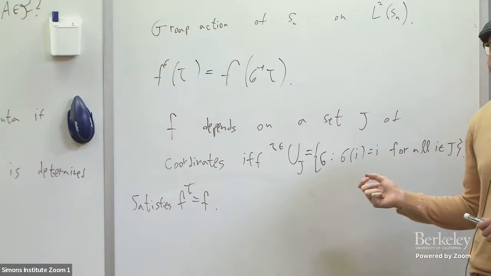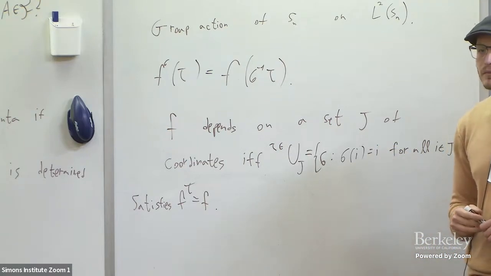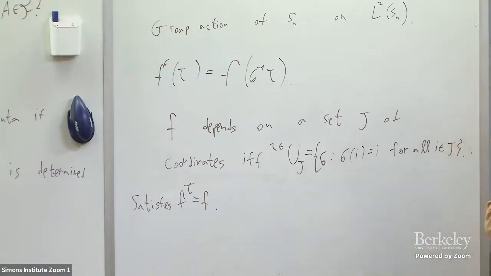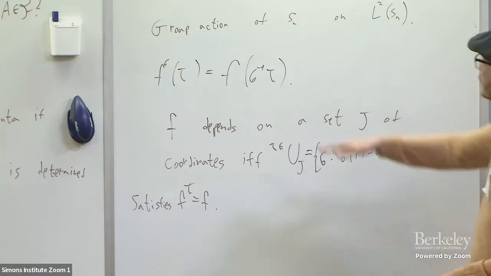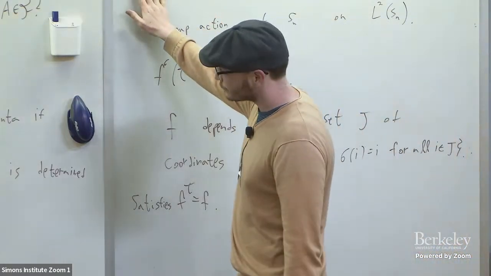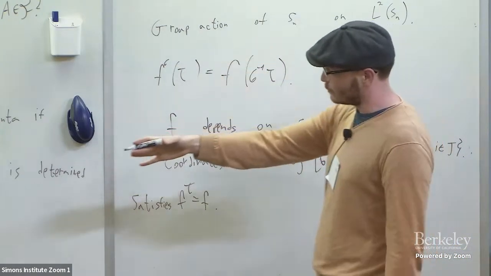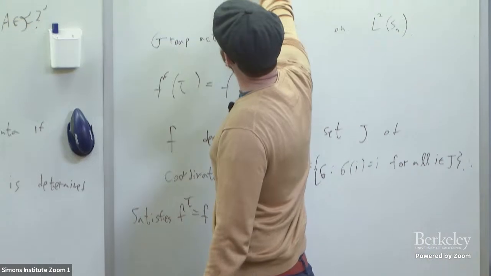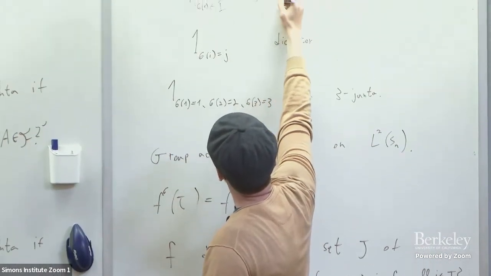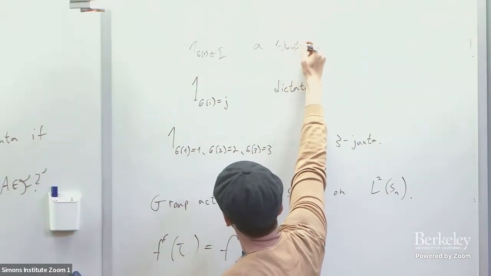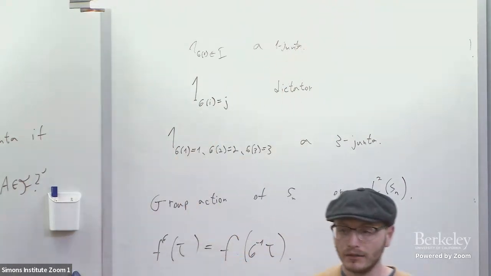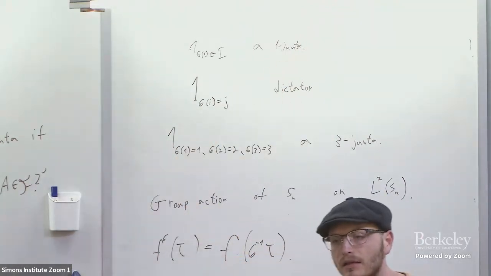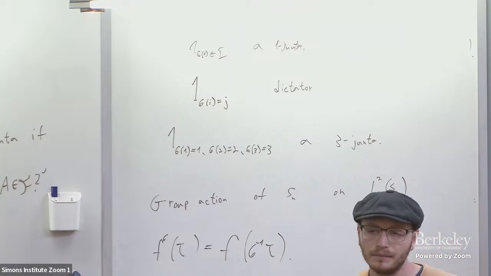Don't you want the junta to be dependent on the sigma inverse also? Yeah, so there are two notions of juntas. For this notion of juntas, you can also take the indicator that sigma of 1 is in a set I. This is also a one junta. That's a good point. You can define a left junta and a right junta, and they both make sense.